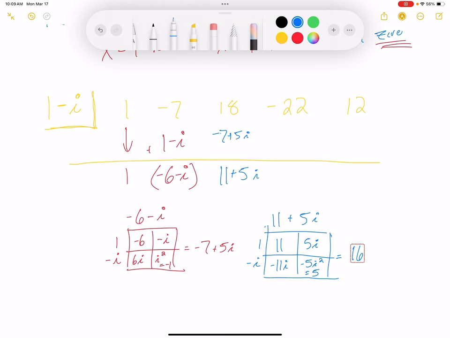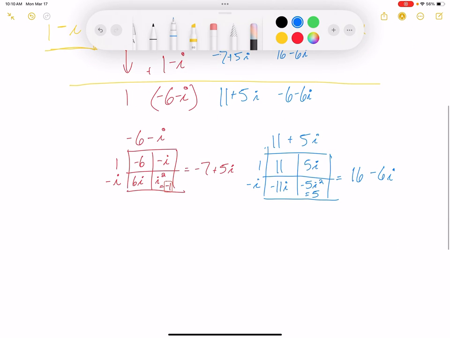And then -11i plus 5i would give me -6i. So that's what goes here. 16 minus 6i. All right, I add those together. -22 plus 16 would be -6. And then I'm saying minus 6i.